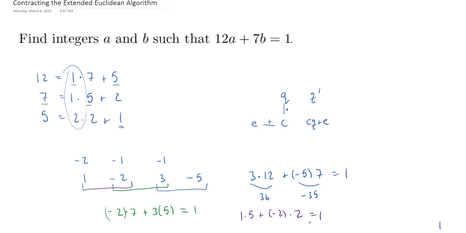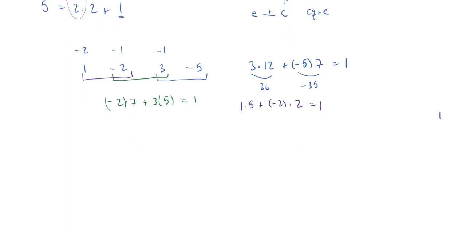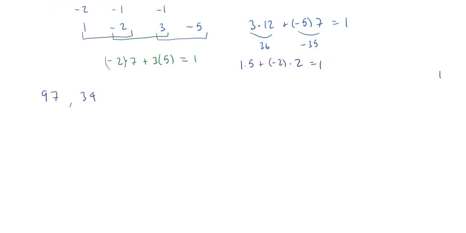So I would get 1 times 5 plus negative 2 times 2, and of course that is also equal to 1. All right, so let's try one more example. This is a problem we worked on in class. So there we considered the pair 97 and 34. So we wanted to find first the GCD of this number, and then write the GCD as an integral linear combination of 97 and 34.